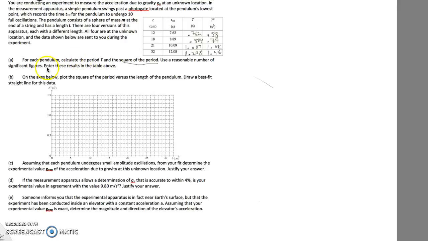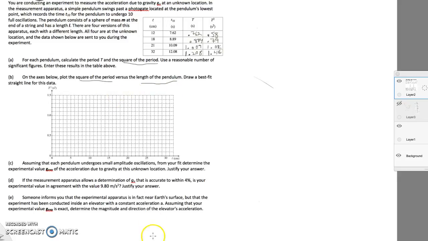You've got to be looking for this stuff, and then it asks you to plot the square of the period versus the length of the pendulum. As we do this, I just want to explain why you would do this. The formula for the period of a pendulum is T equals 2 pi square root of L over g.